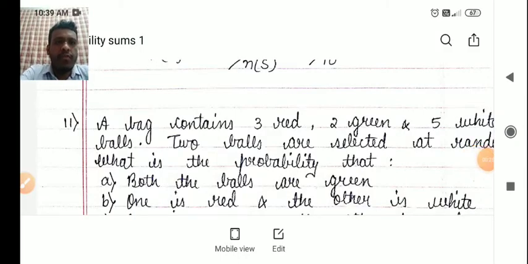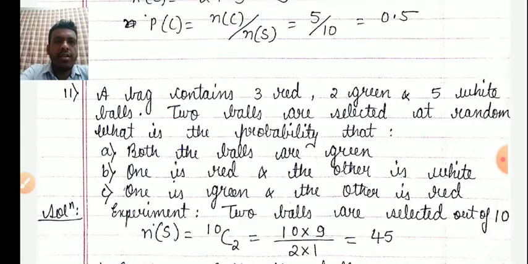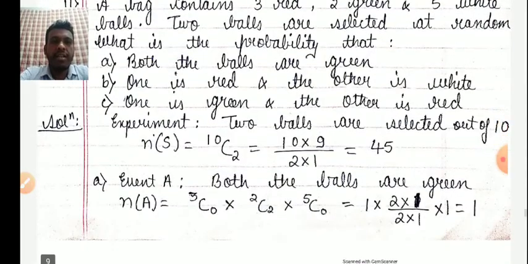So the problem was like this. A bag contains 3 red, 2 green and 5 white balls. 2 balls are selected at random. What is the probability that A. Both the balls are green, B. One is red, the other is white, C. One is green and the other is red. So this is what we had seen in a previous problem.